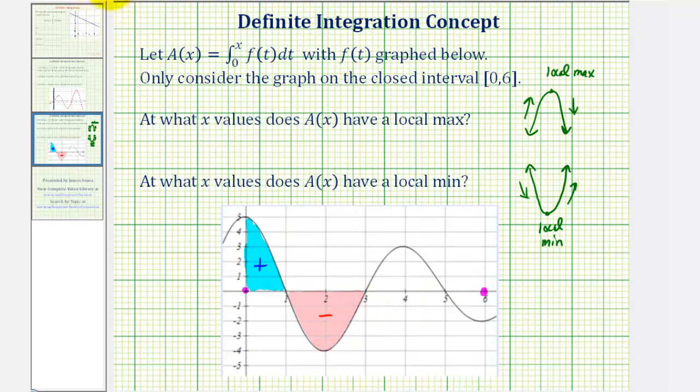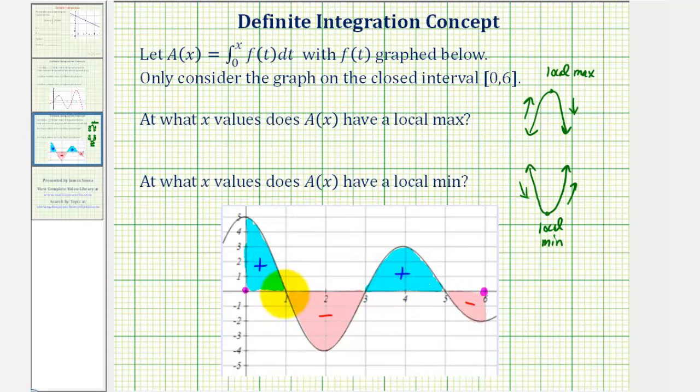And then on the interval from 3 to 5, notice how the function once again is non-negative, which means on this interval, A of x would be positive and increasing to accumulate this area. And then finally from 5 to 6, the function drops below the x-axis, or is negative, and therefore the definite integral would also be negative on this interval, and therefore A of x would be decreasing on this interval.